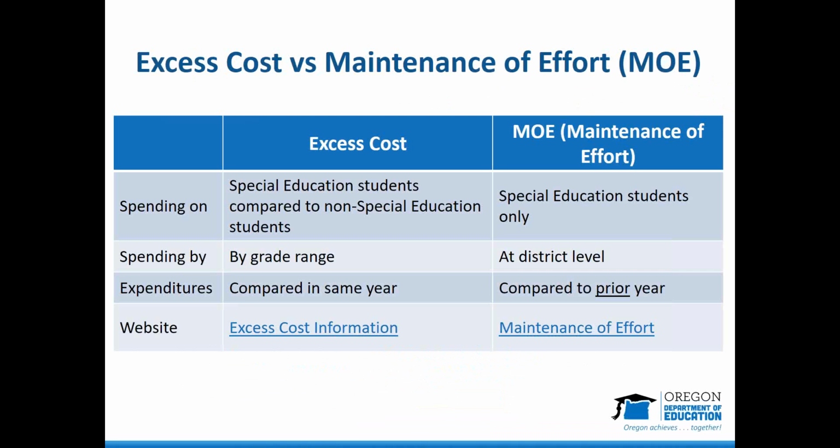To sum it up, excess cost is looking to ensure that for the current fiscal year, your IDEA funds are utilized to supplement state, local, or other funds. MOE is looking to ensure that general fund spending remains the same or higher than the previous year. More information can be found using the hyperlinks on this slide.